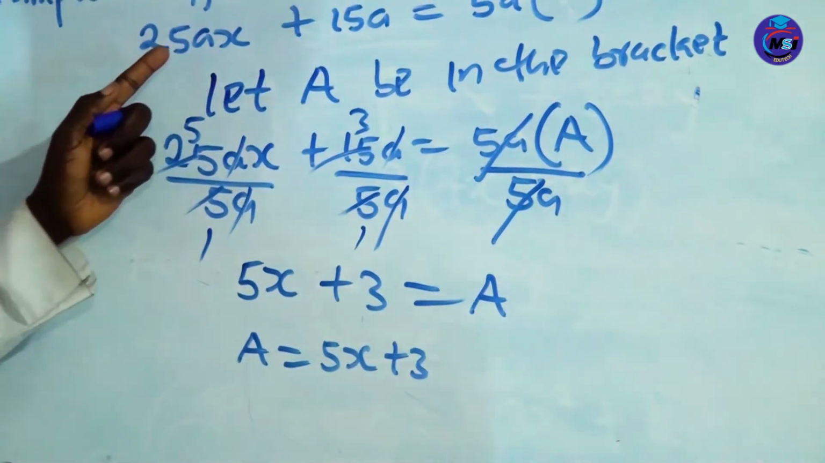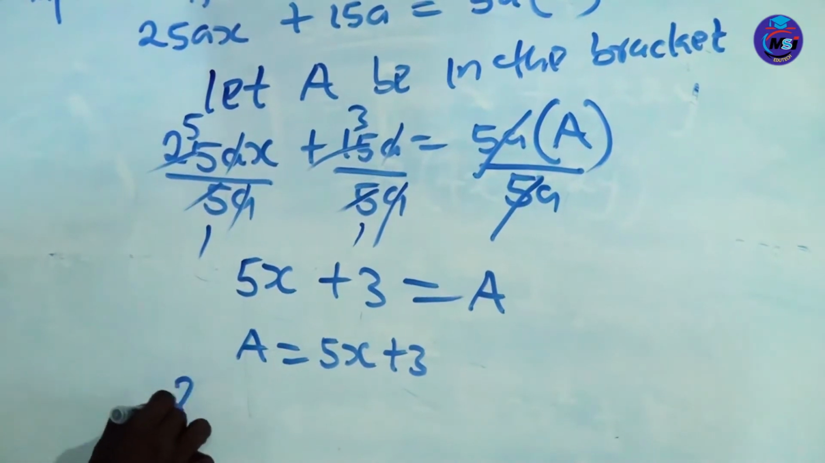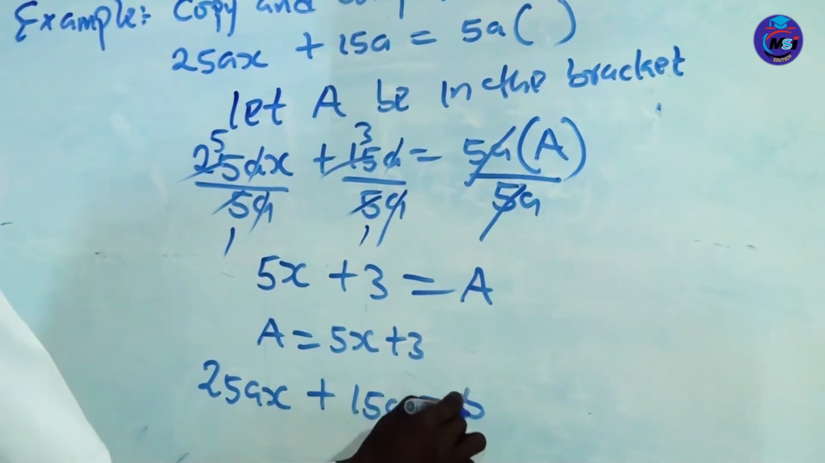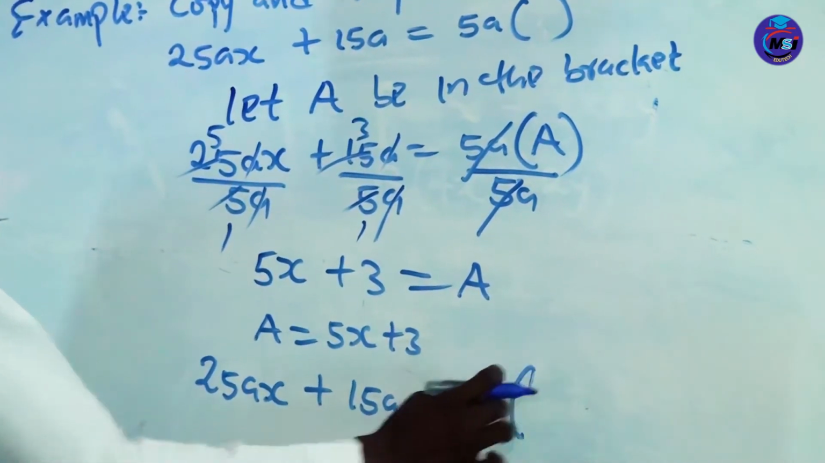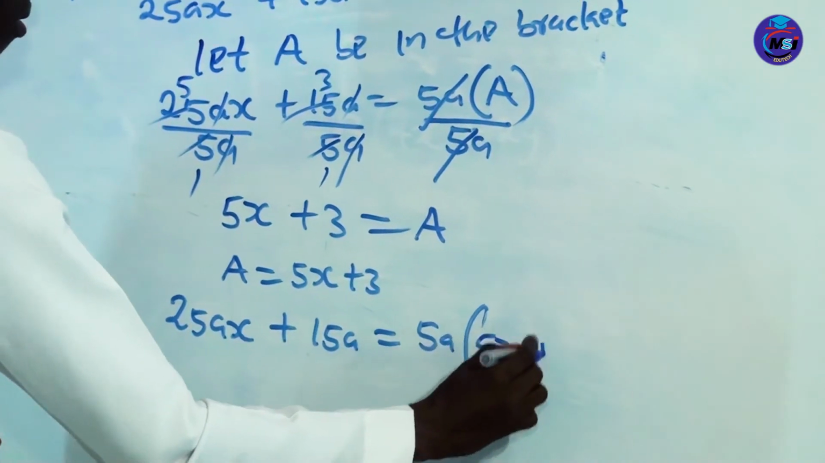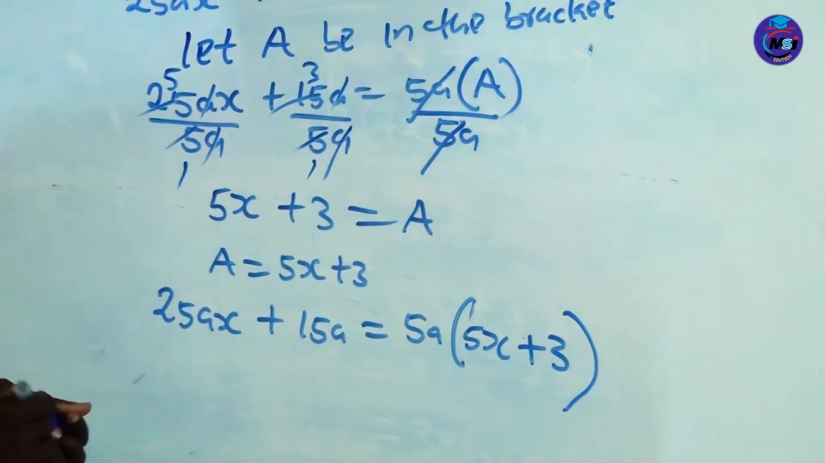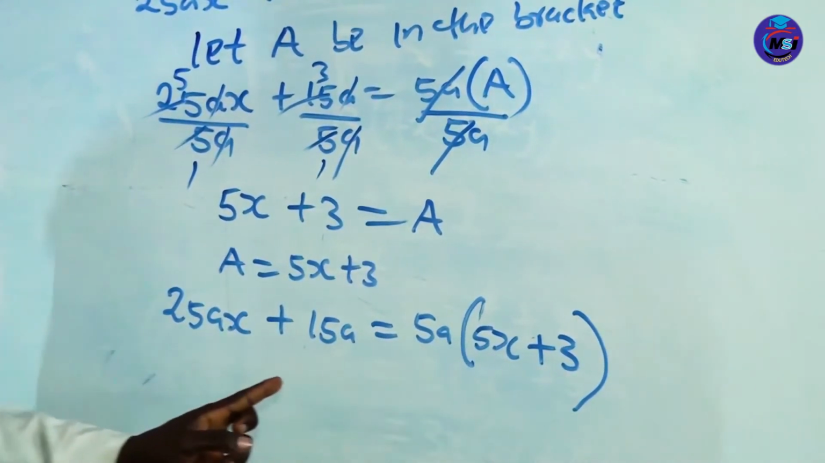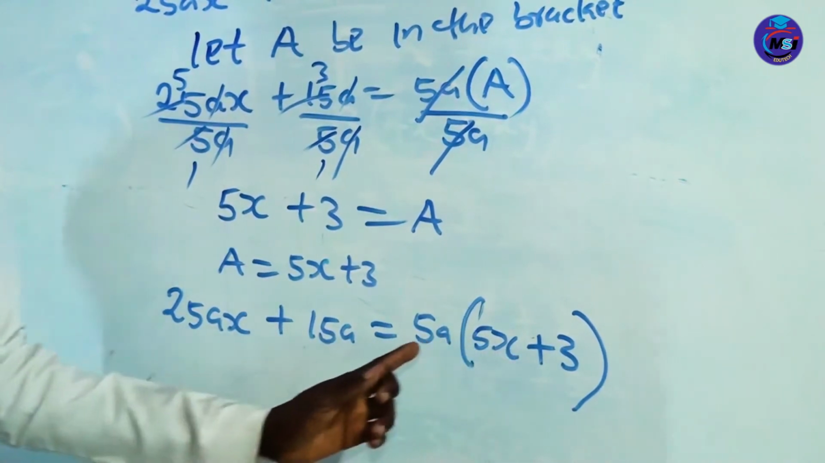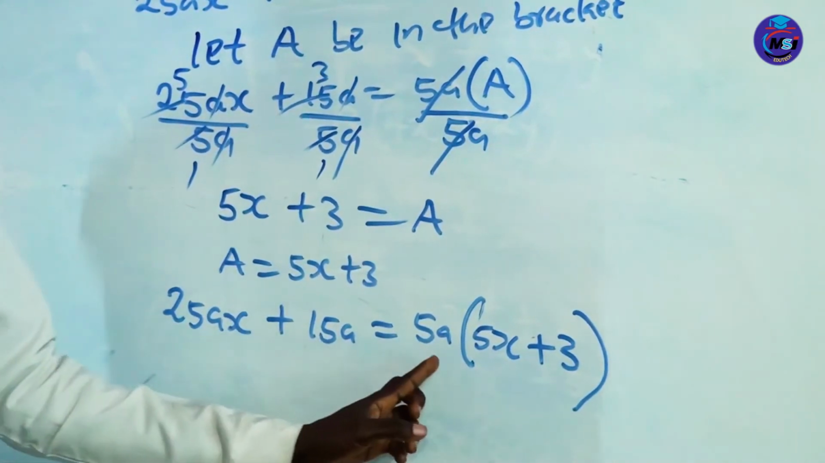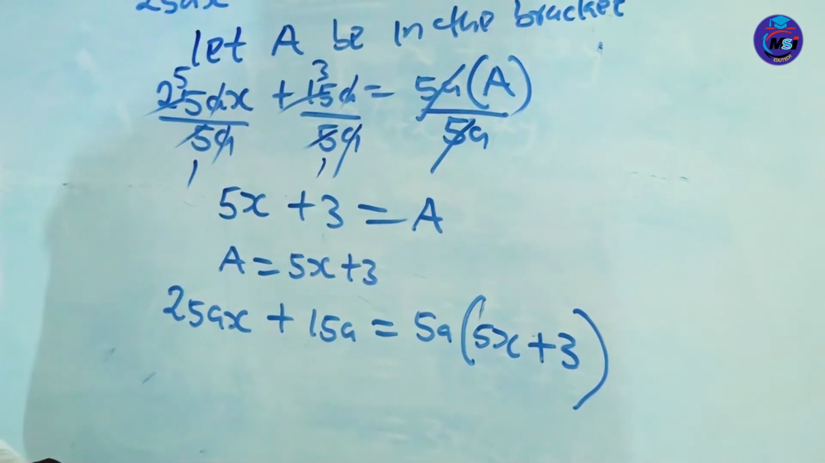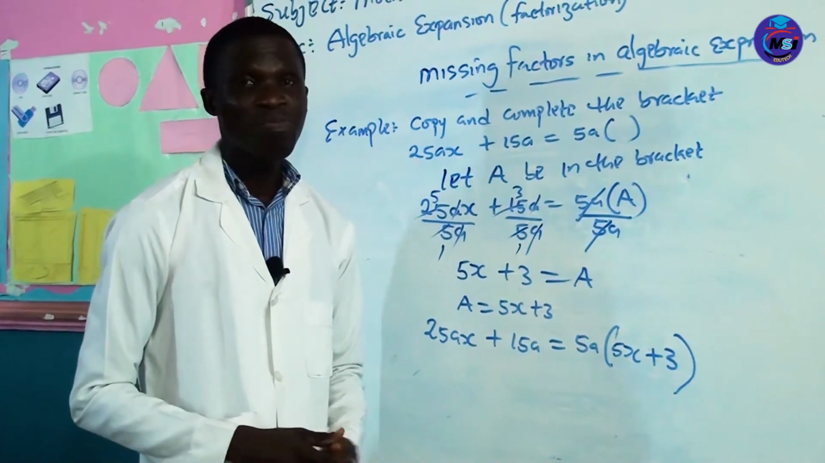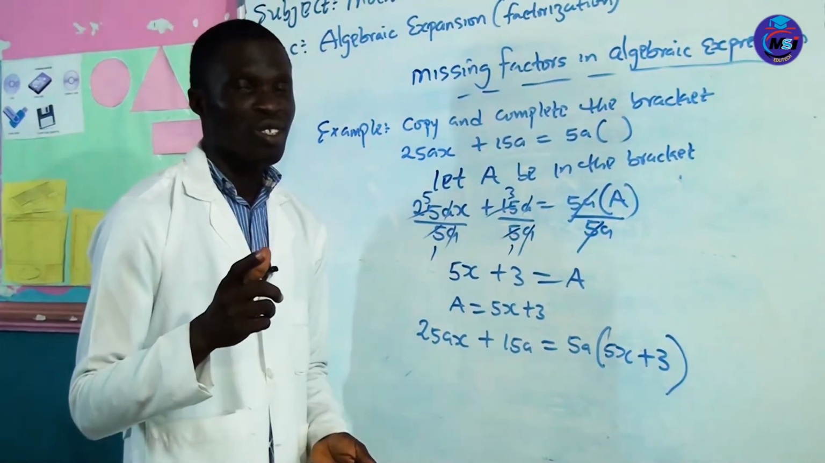Now, we want to rewrite the equation. It will give us 25ax plus 15a equals 5a bracket. What is A? 5x plus 3. So, if you open this, you are going to get this. 5 times 5 will give us 25. A times ax will give us ax. 5a times 3 will give us 15a. I believe you find this so easy, and you got it right.